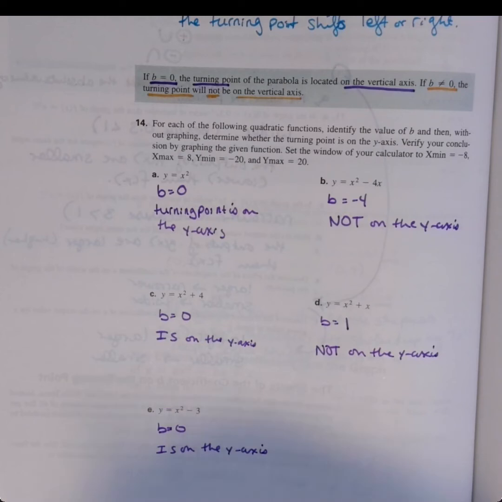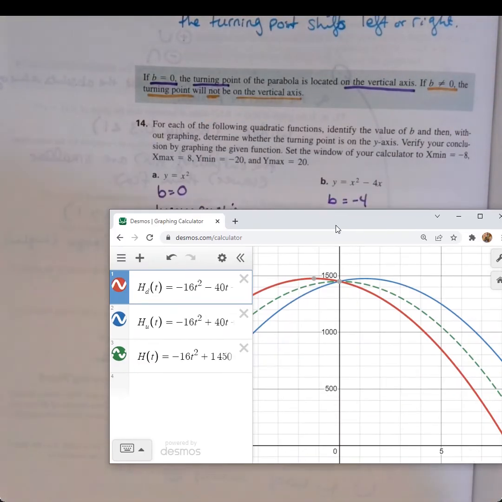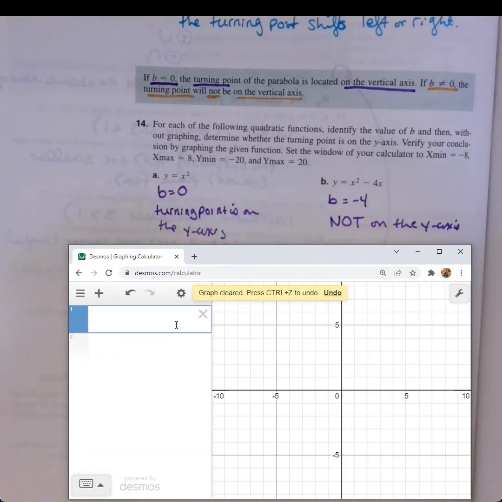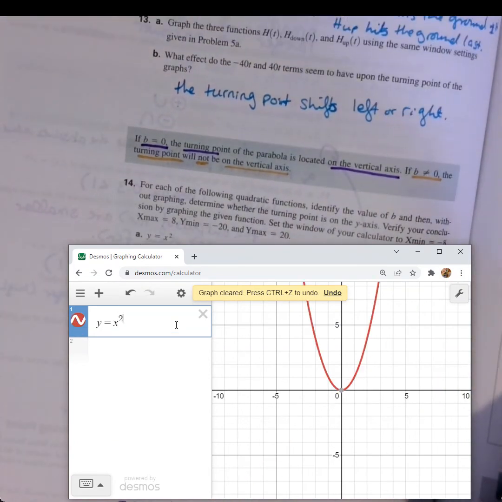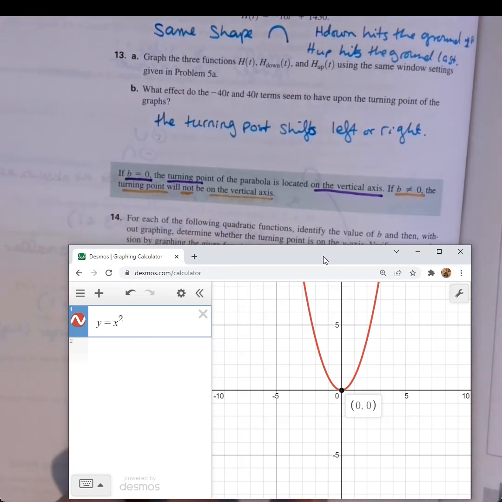Okay, so you want me to graph them? Verify? Yep. Easy enough. So we will make a new graph real quick. I don't need these functions anymore. And graph each of these. So y equals x squared. Turning point right there on the y-axis. Let me pull this to the top.